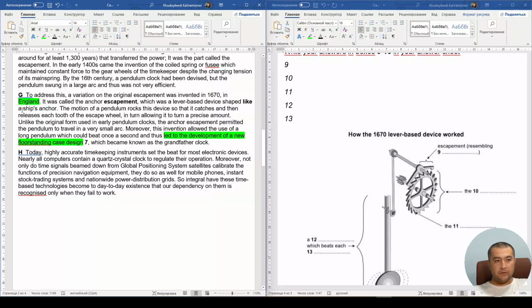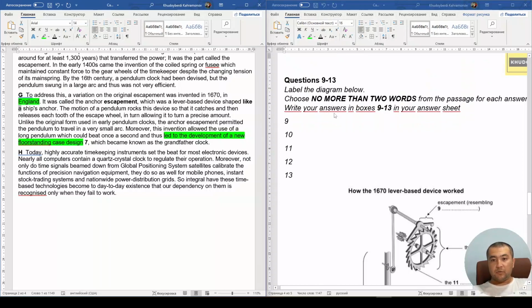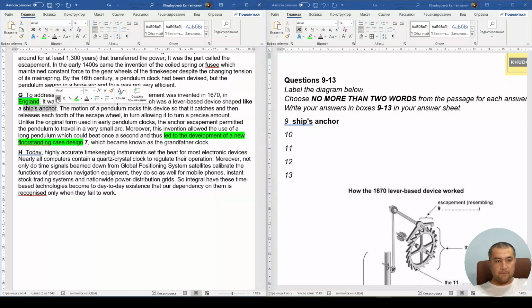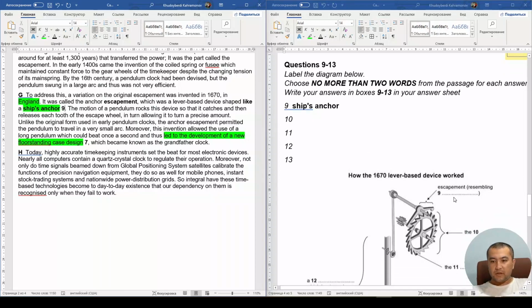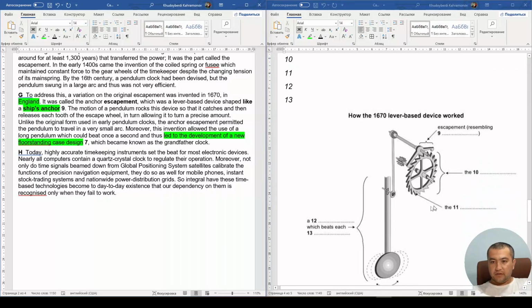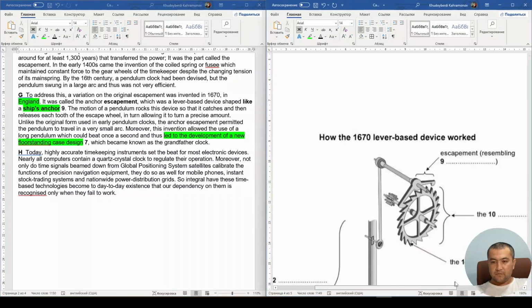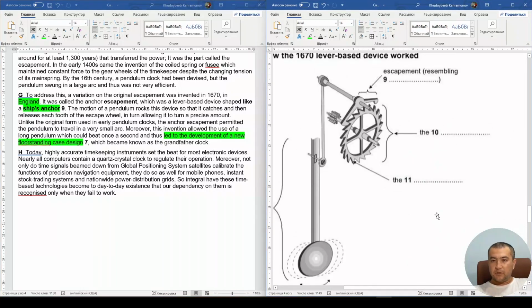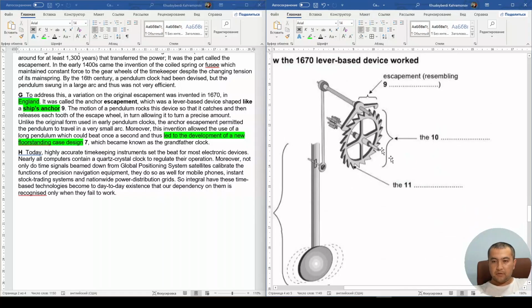However, we have to skip the word a, because it's no more than two words. That's why. So the answer should be ship's anchor, and let's highlight this word. And this one, right? So let's pay close attention here.